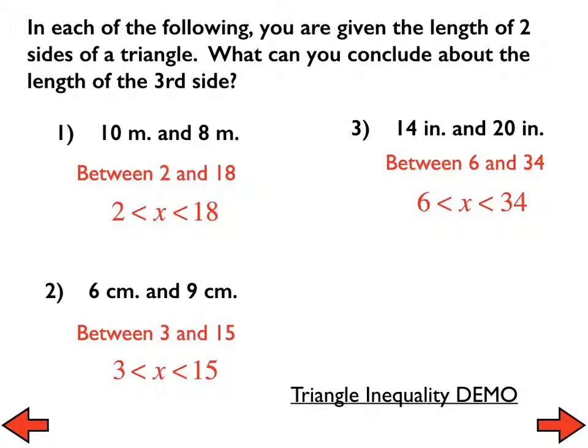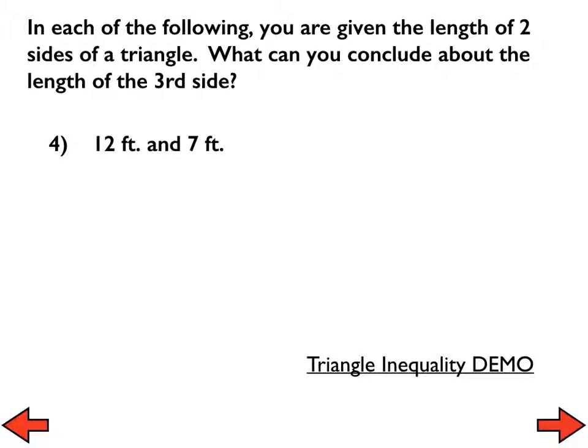Go ahead and do 4, 5, and 6 on your own, and then we'll share our answers after a few seconds. Okay, number 4, you have 7 is less than x and is less than 19. It's actually 5. 12 minus 7 is 5.